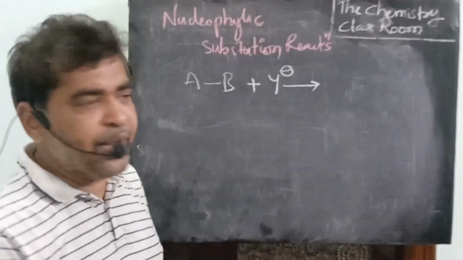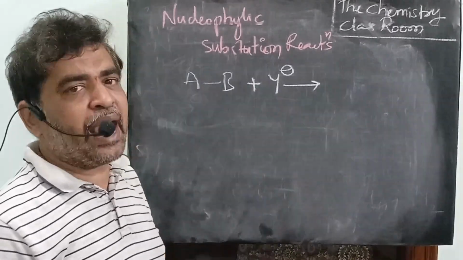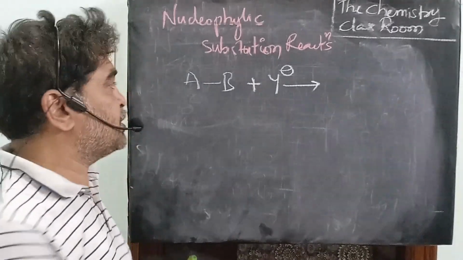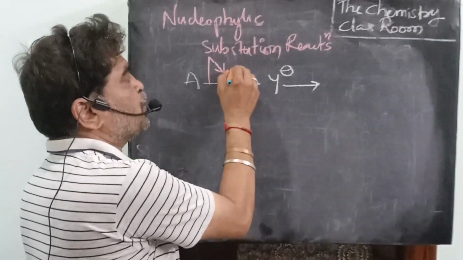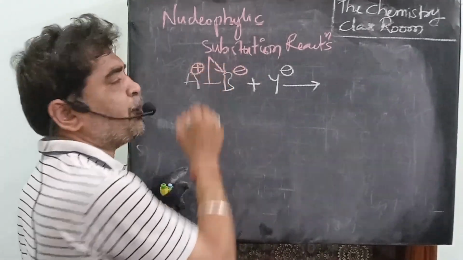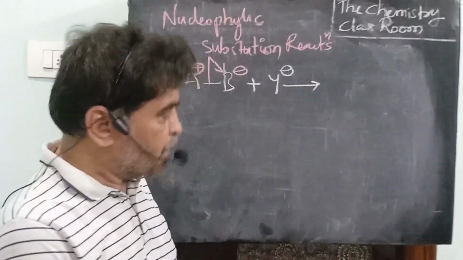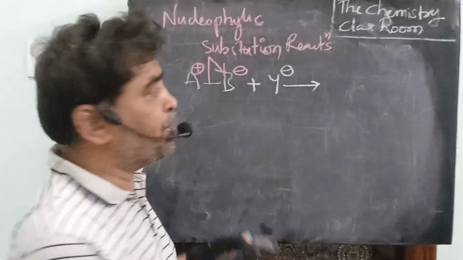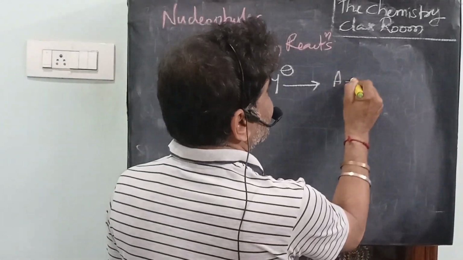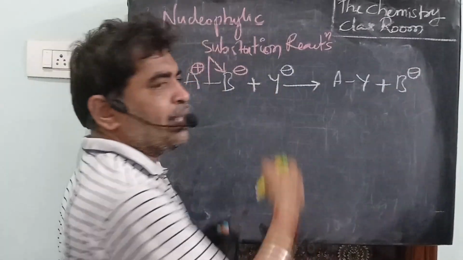In the covalent bond between A and B, A and B have an electronegativity difference. So the electrons are moved towards B. B is getting a negative charge, and at the same time A is getting a positive charge. Why? Because the electrons are moved towards B. So automatically, B minus is eliminated and Y minus is attached.